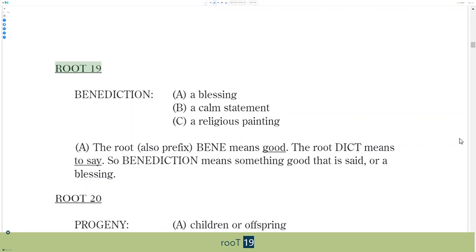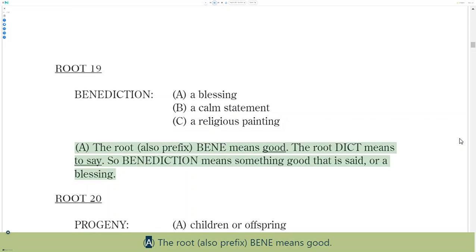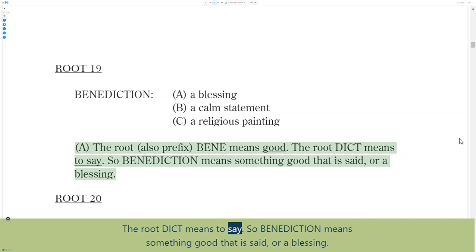Root 19. Benediction. A. A blessing. B. A calm statement. C. A religious painting. A. The root, also prefix, bene means good. The root dict means to say. So benediction means something good that is said, or a blessing.